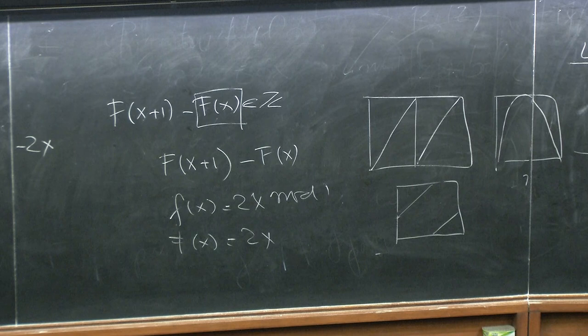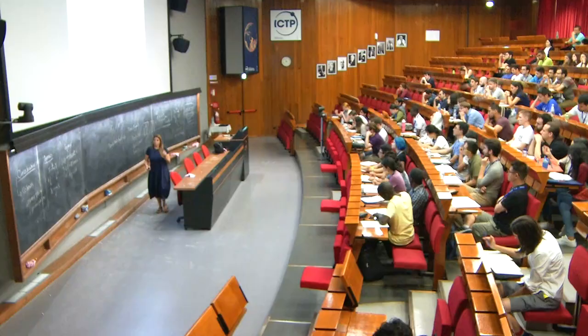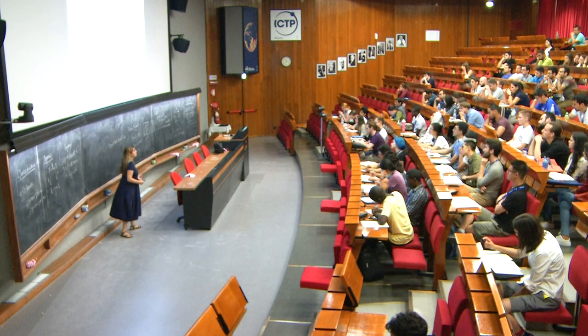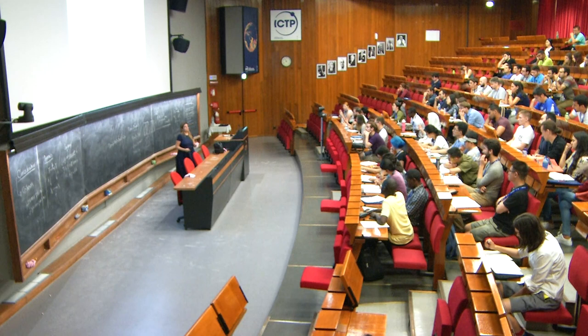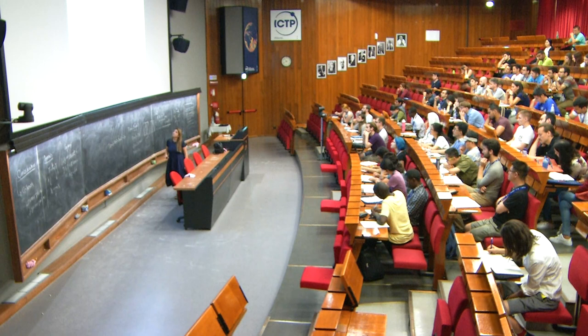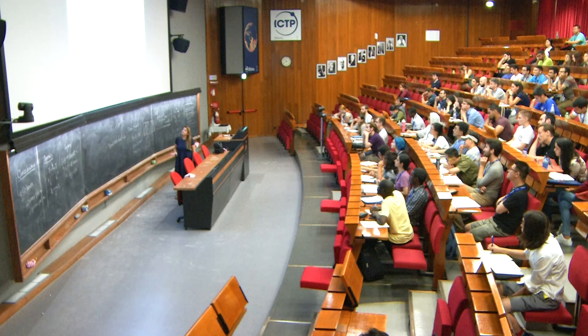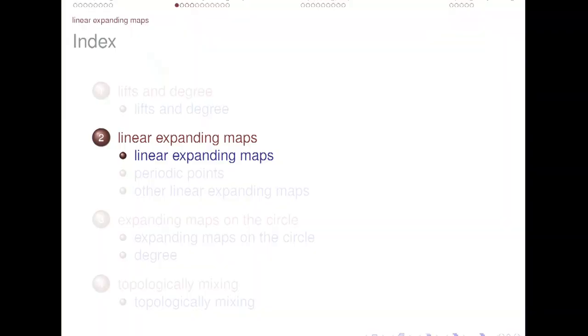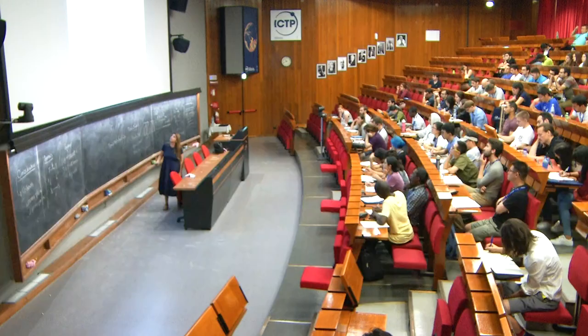Okay, so we will classify expanding maps according to their degree. We will see that all expanding maps of the same degree are conjugate. This is what we are going to see. This I'm not going to go into. If you're interested, it will be there. I will not enter into that. So let's go into linear expanding maps. These are the rigid models. The linear expanding maps are the rigid models. So first of all, what's an expanding map?